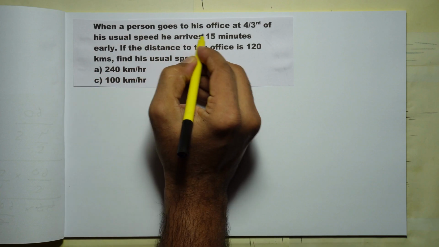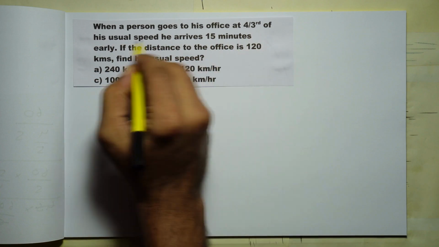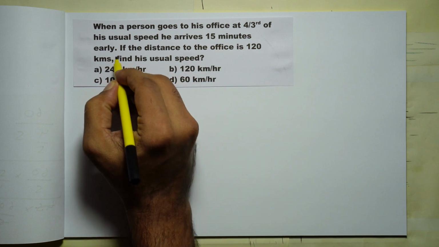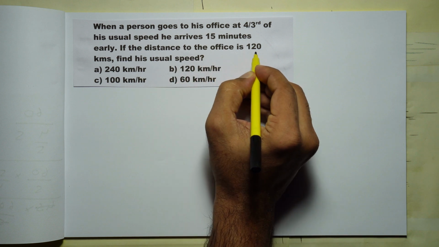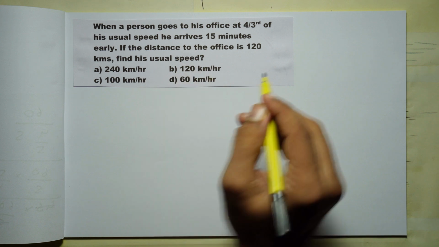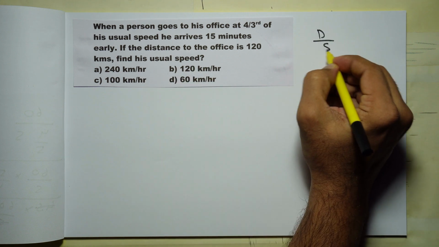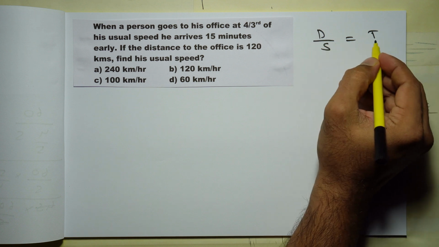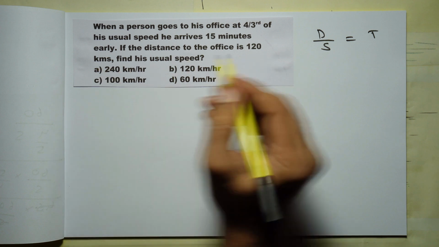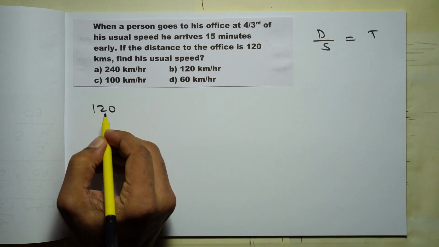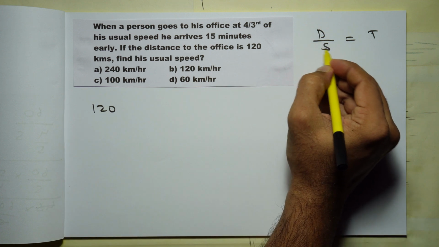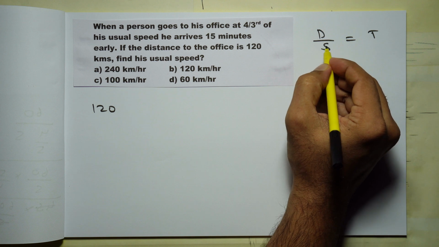When a person goes to his office at 4/3 of his usual speed, he arrives 15 minutes early. If the distance to the office is 120 kilometers, find his usual speed. So we have the basic formula: distance by speed gives you time. This is a basic formula. Now the distance to his office is 120 kilometers. So distance is 120. Now first we'll find out the time required when he is traveling at his regular speed s. We are assuming that his regular speed is s.